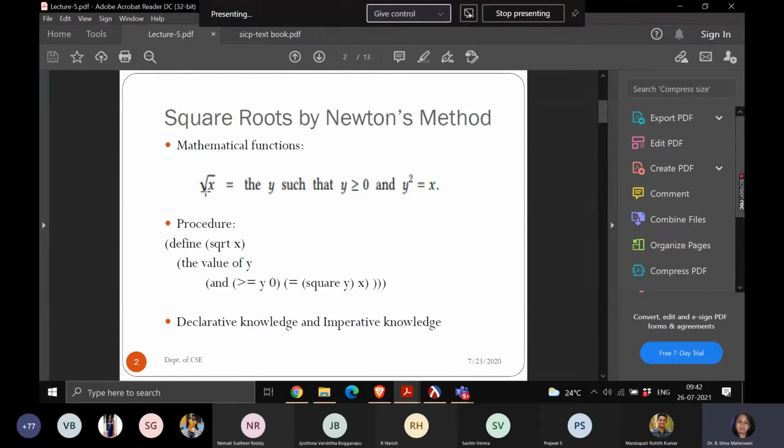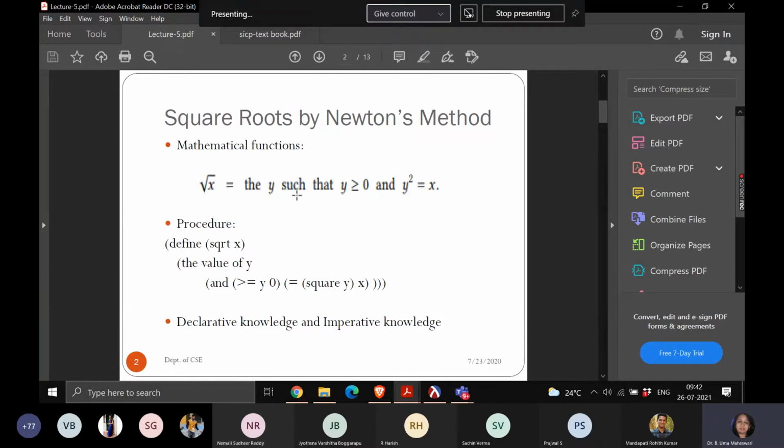Okay, so now what is our problem? The problem is finding the square root of a given number. So mathematically, I can write square root of x equal to y such that y is greater than or equal to 0 and y squared is equal to x. Okay, this is the mathematical statement.